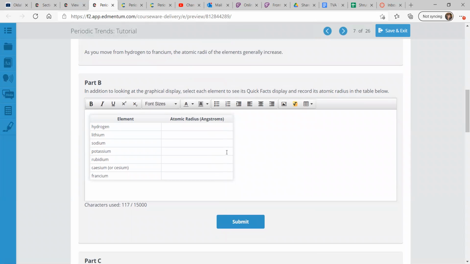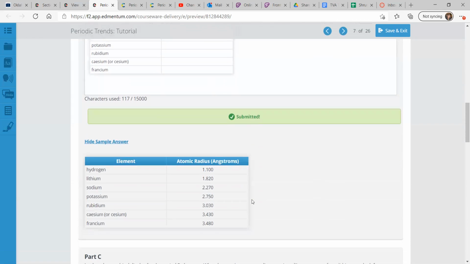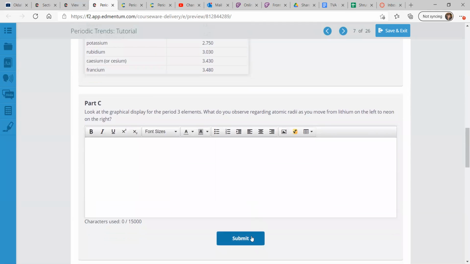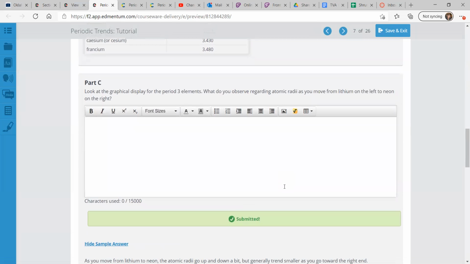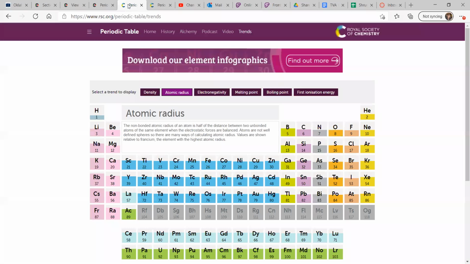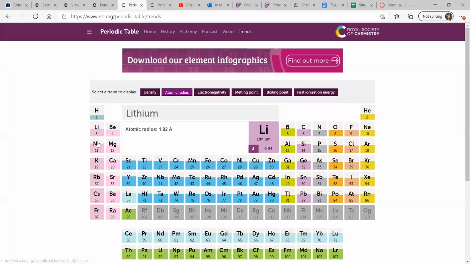In addition to looking at the graphical display, select each element to see its quick facts display and record its atomic radius in the table below. That is the end result after doing that. Look at the graphical display for the period 3 elements. What do you observe regarding atomic radii as you move from lithium on the left to neon on the right? So we're going to look at the 3rd period. This is 1st, 2nd, 3rd period.